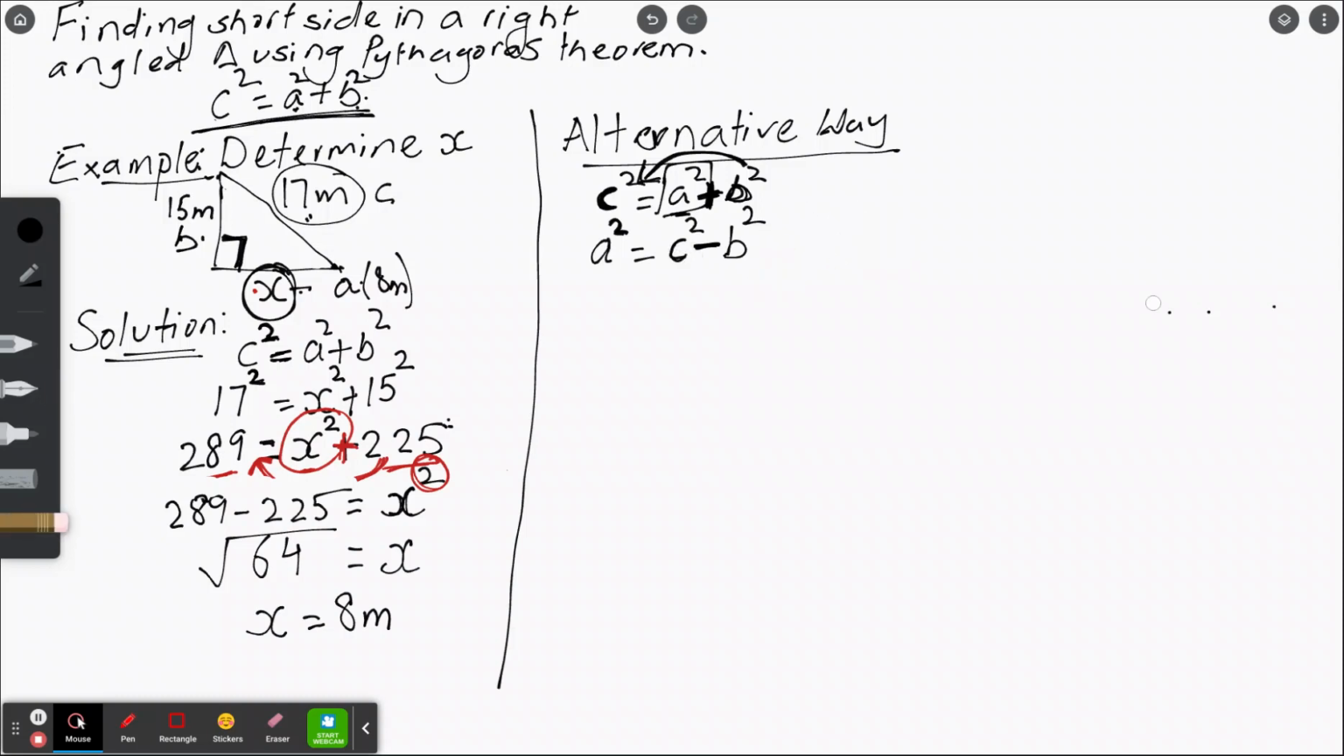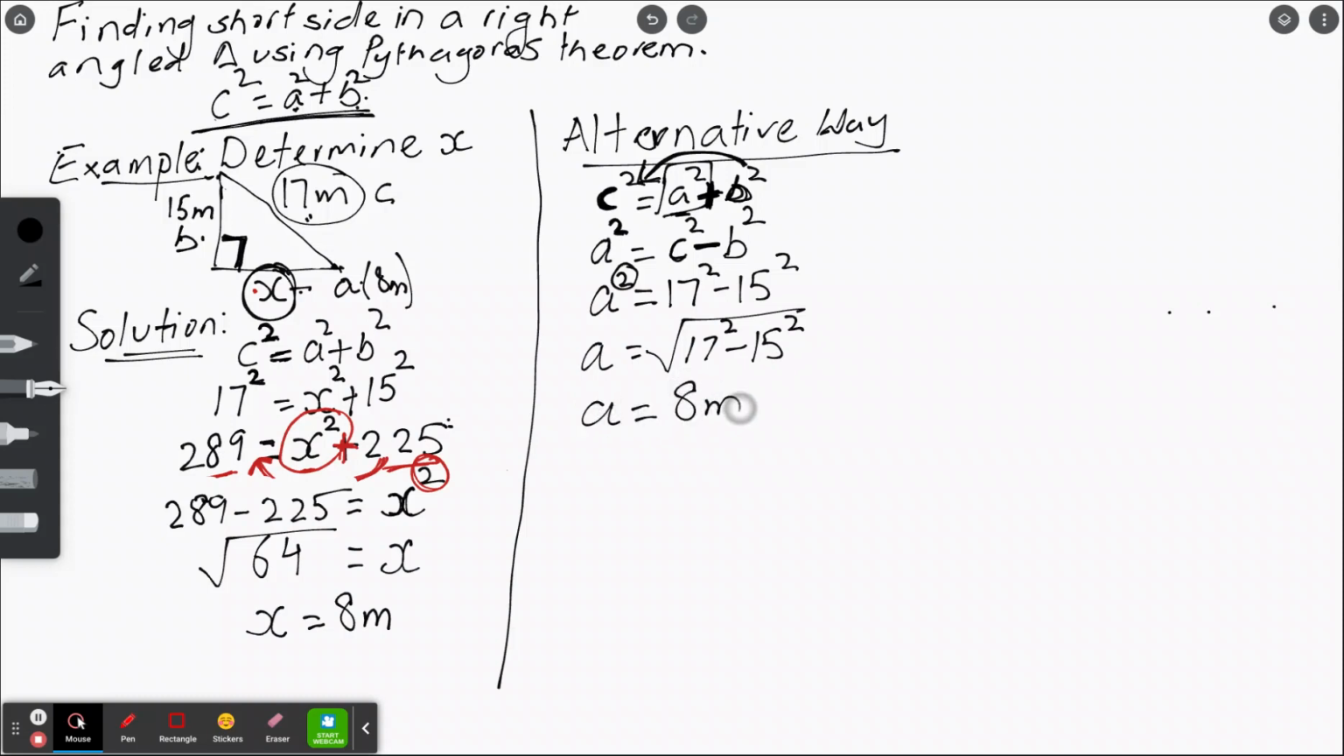All right, so now a square equals c square take b square. Now you just need to put the values into this new formula. So 17 square take 15 square straight up. And then because we do not need the square anymore, you can just get rid of that square and put a square root. 17 square take 15 square underneath, and it will take you straight to 8 meters. Okay, that's the second way of doing it.